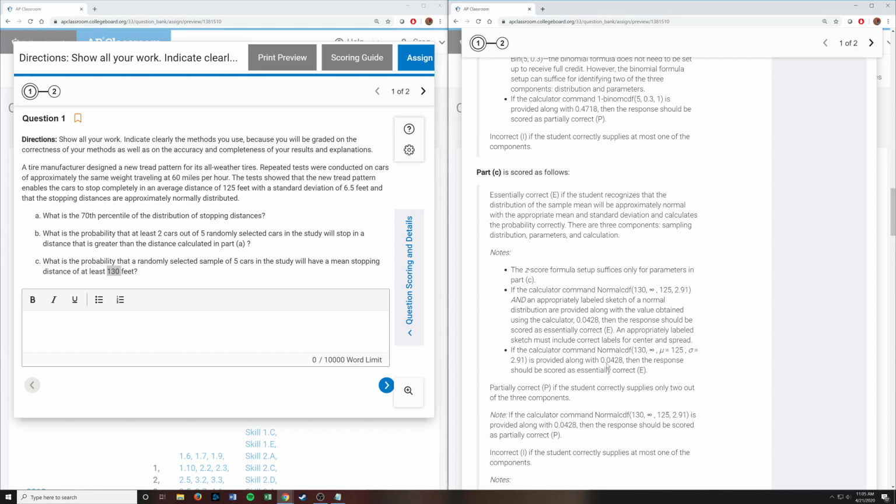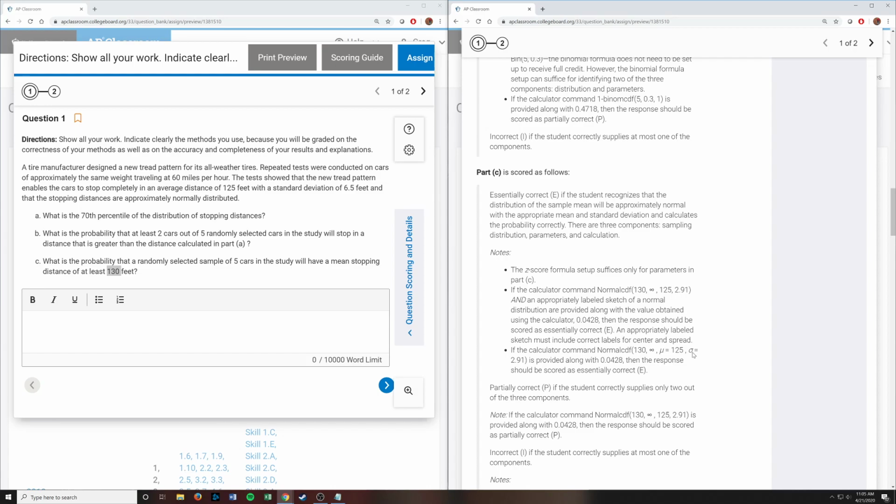So what I've been saying in class is that the graders don't want to see the calculator speak. They just want you to show them that you know what those numbers mean. The 125 is the mean for the population. The 2.91 is the standard deviation for the population.